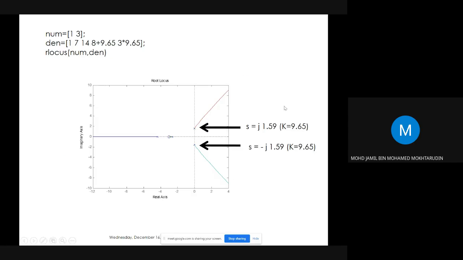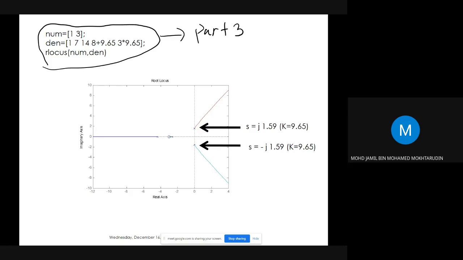Okay, so if you plot in the root locus, the point here, as shown in the slide, is the JW axis crossing, and the value is 1.59 and minus 1.59, and the gain is at k equals 9.65. Okay, yang ni example macam mana nak buat dalam MATLAB, okay. So ni sesuai guna untuk project part 3.